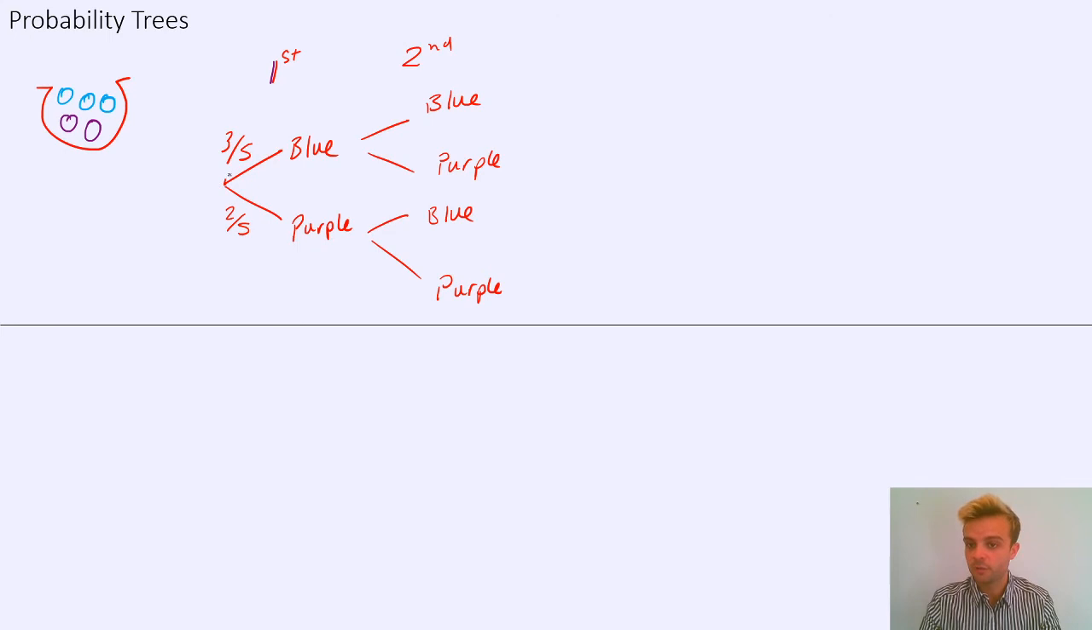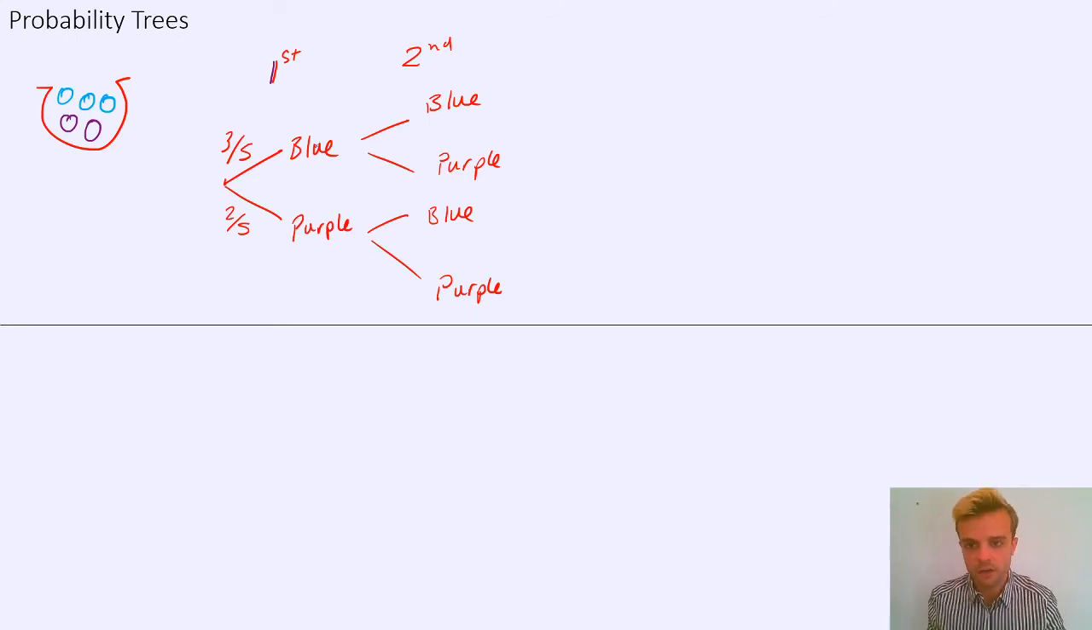So the probabilities to start with are going to stay the same. The probability that I pick a blue is 3/5, there are 3 out of 5. But then the probability that I pick another blue is no longer 3/5, because remember now, I don't put the ball back in the bag.